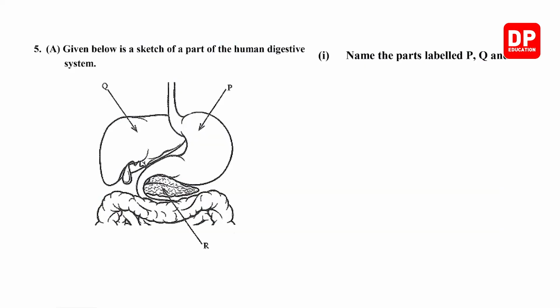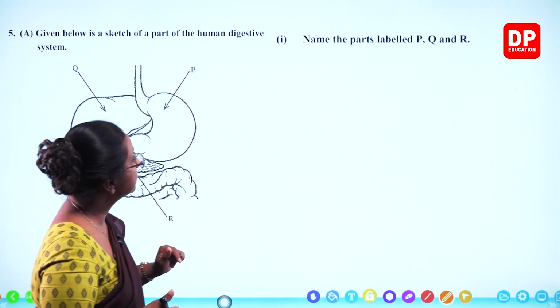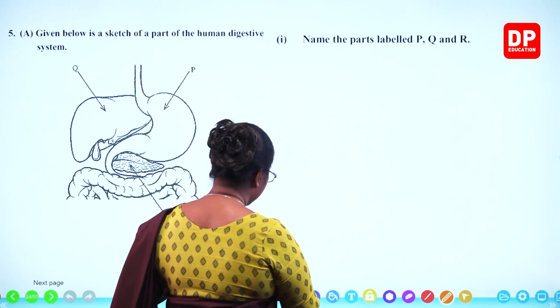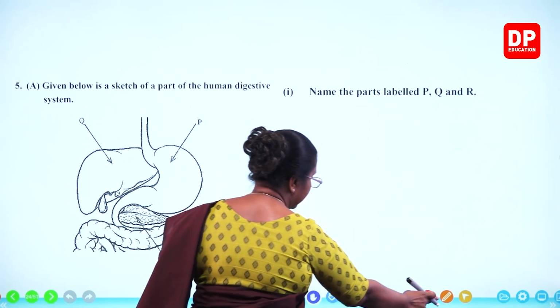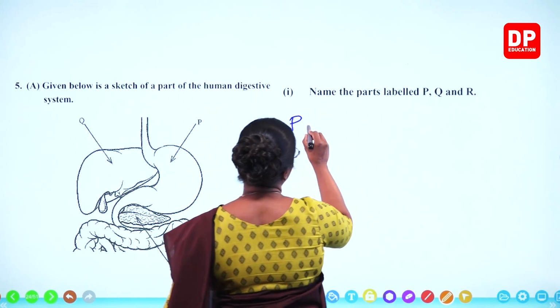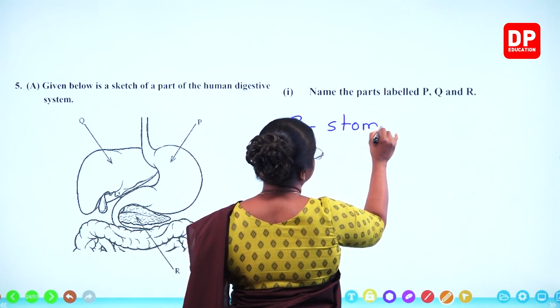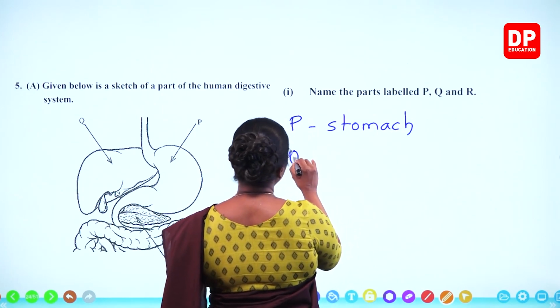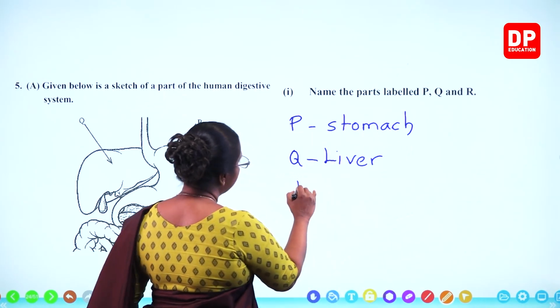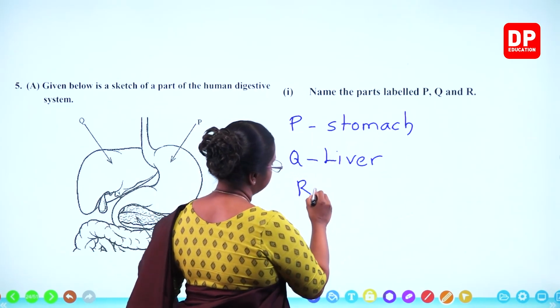Here again the diagram is given to you so that it's easy for you all to answer the question. Given below is a sketch of a part of the human digestive system. On this side, the first question: name the parts labeled P, Q and R. Here of course I have the space to write the answers, but you will be writing it in the booklet. So P, as we identified it, is the stomach. Then Q, we have identified as the liver. And R is the pancreas.